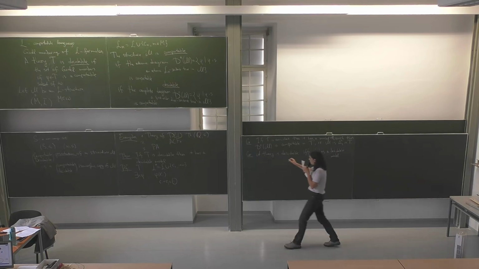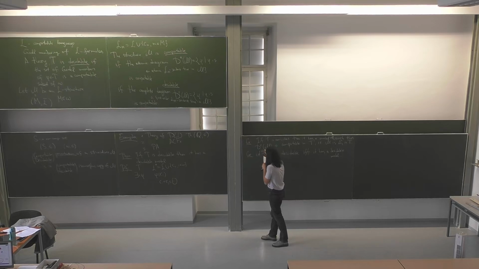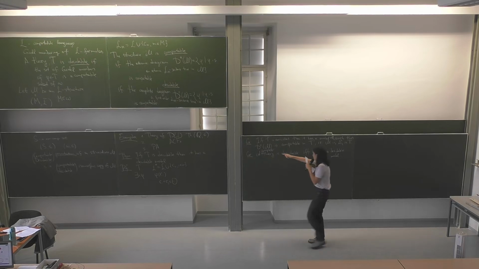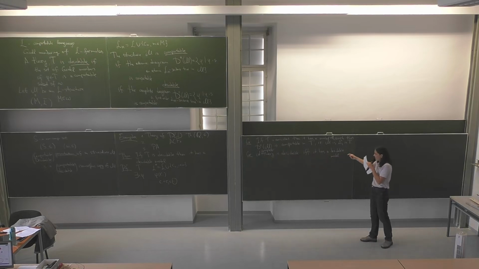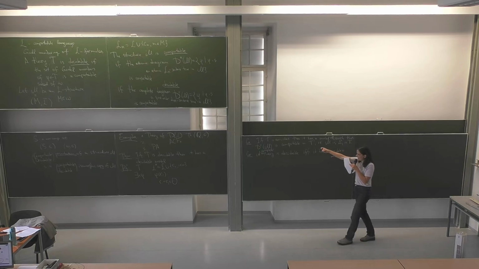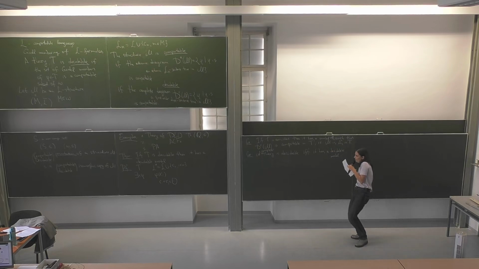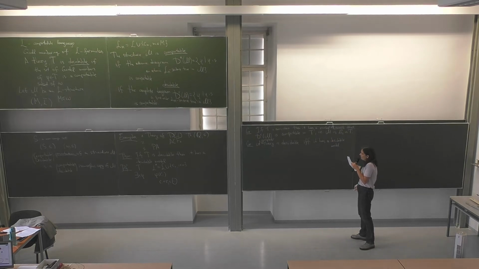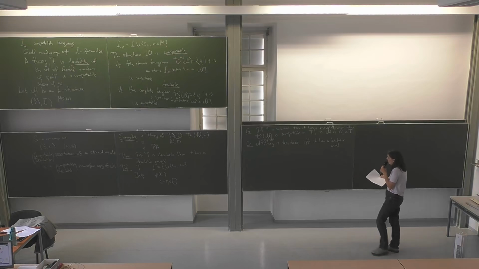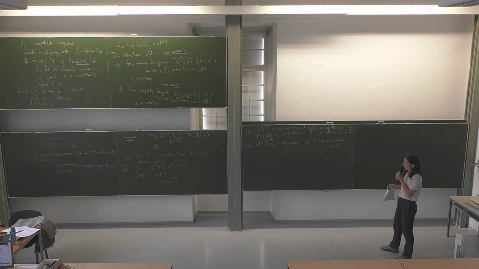Okay, complete theory, sorry, it should say complete. A complete theory, yes, because if it is complete, then we can effectively get the theory from the complete diagram of the structure. If it's not complete, then a theory, not necessarily complete, has a decidable model if and only if it has a decidable complete extension. Okay.